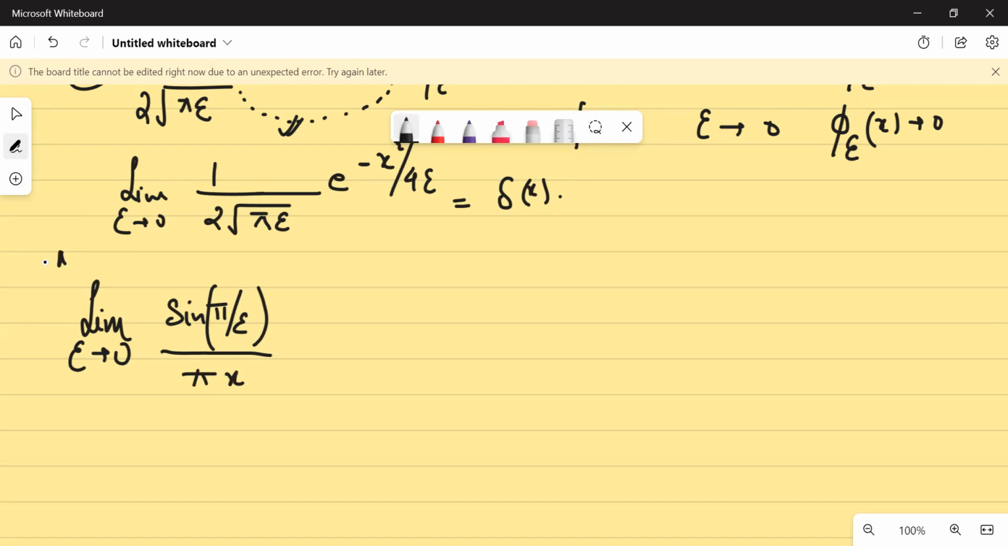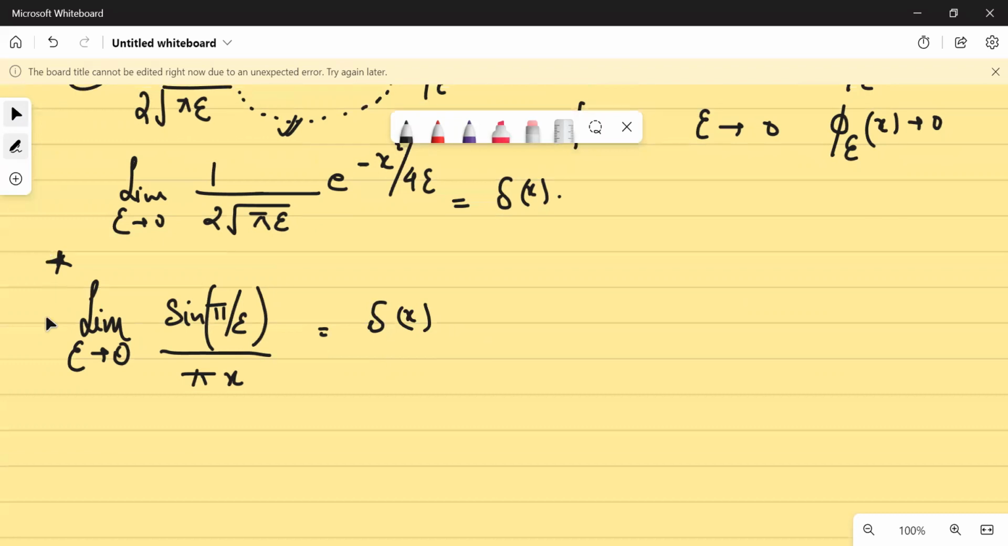So you have to tell me whether this particular function as epsilon tends to 0 behaves in the manner of a Dirac Delta function. Or in other words, can I write this particular limiting behavior as Dirac Delta function? I hope all these things are clear.